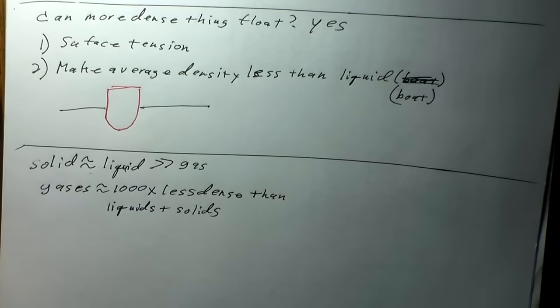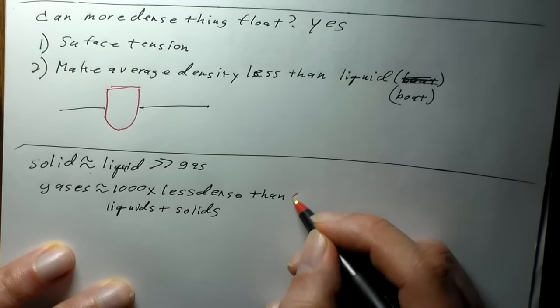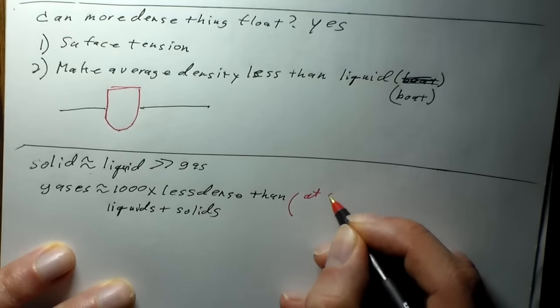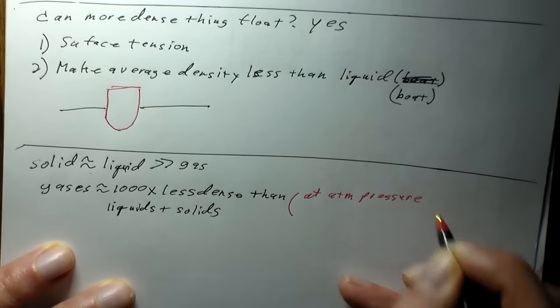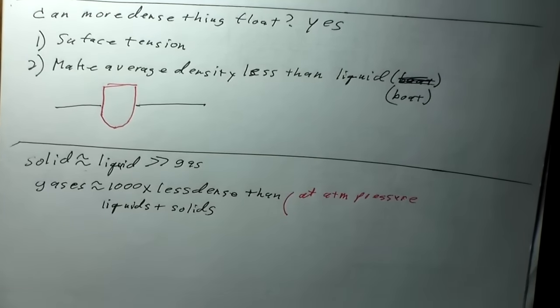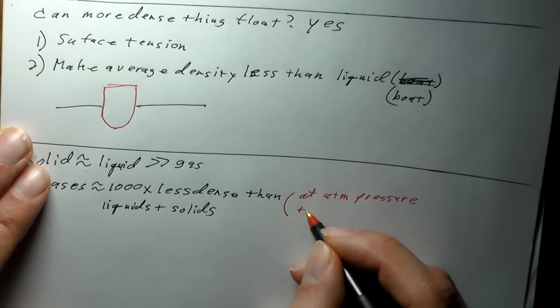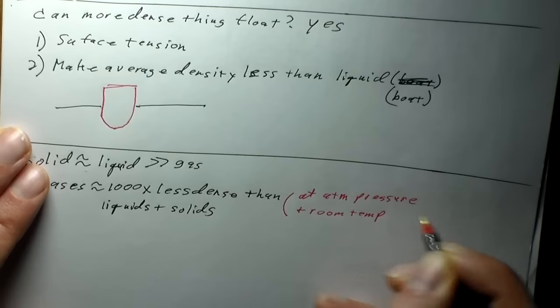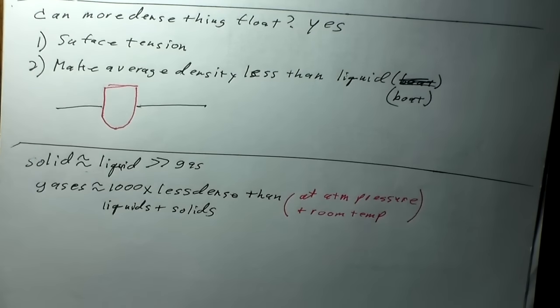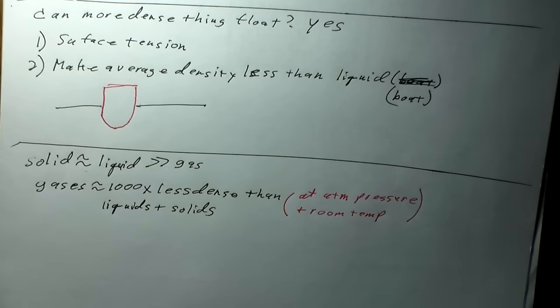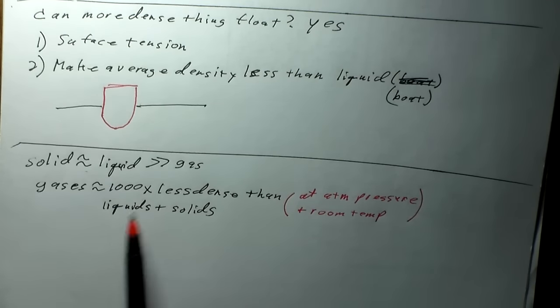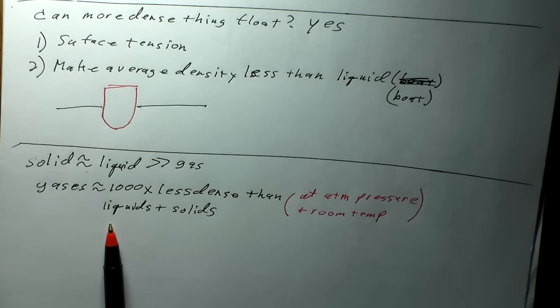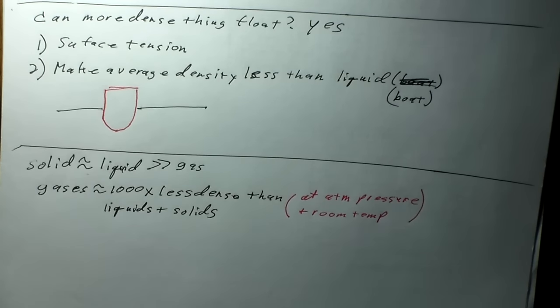One important caveat to mention here: this is at atmospheric pressure, which is basically what you're feeling right now, and room temperature. Gases are very compressible, so it's very easy to squeeze a gas or heat it to very high temperatures, and then this will be completely wrong. But for gases at atmospheric pressure and room temperature, this 1,000 times difference generally holds pretty well. So it's a good rule of thumb to keep in mind.